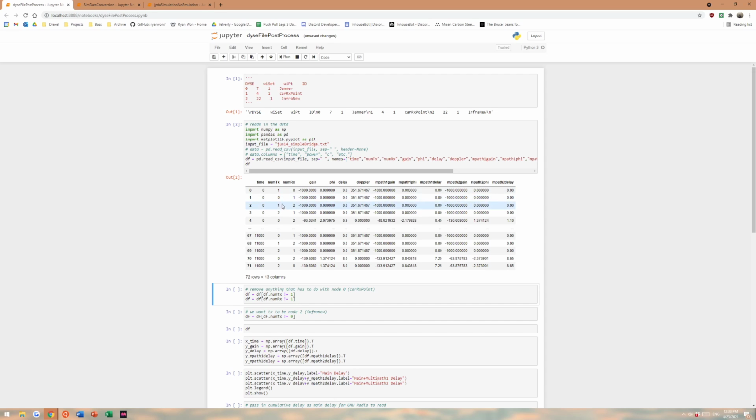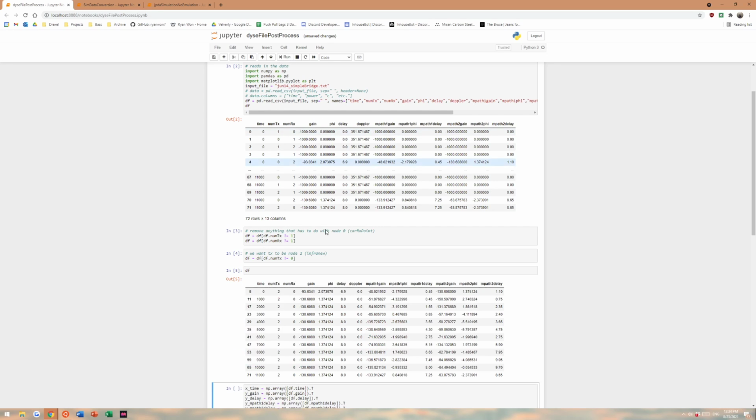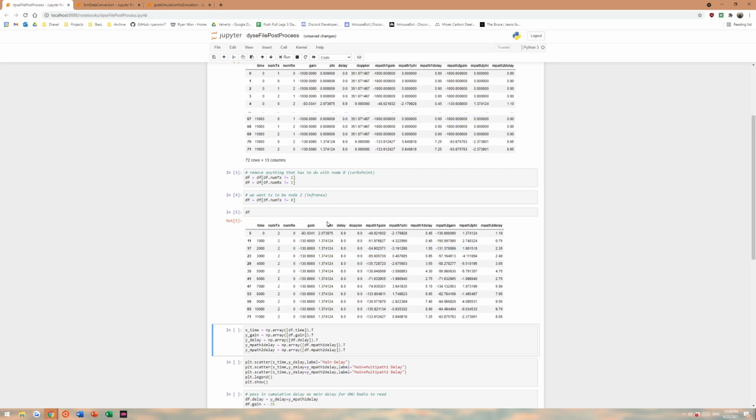So we have the time, the channel for the transmitter and the receiver, and different kinds of information. Most importantly, the delay, the Doppler, and the different multi-path delays. Now, one thing they had to do was remove anything that had to do with node 0, because we only wanted node 2, because we only wanted transmitter and receiver data. And once you do that, this is where we're looking at so far.